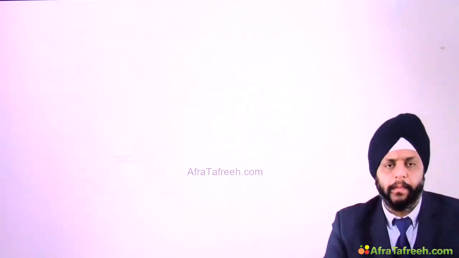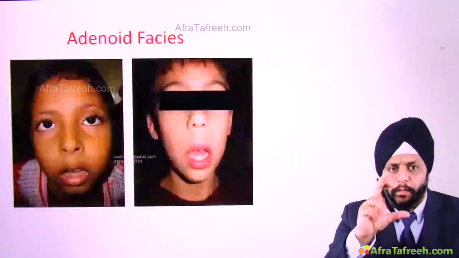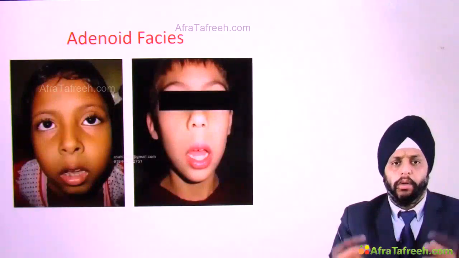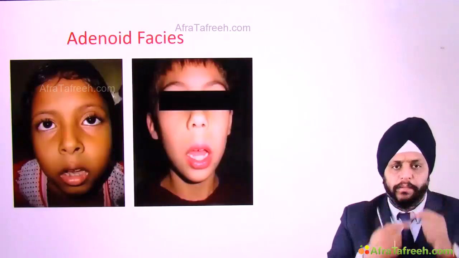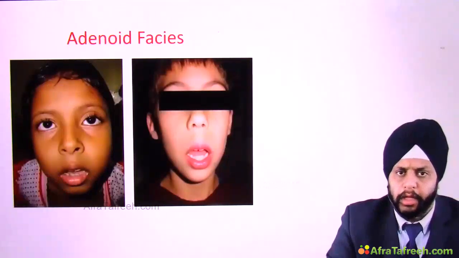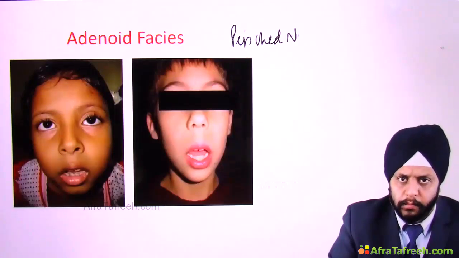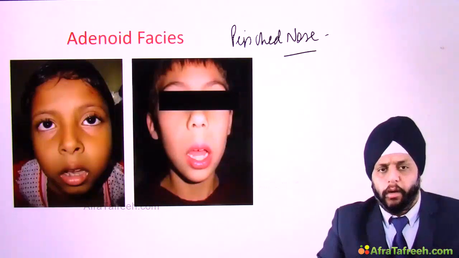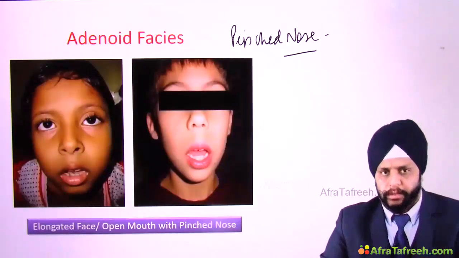What else can we see? We know that this child's mouth is always open; he is breathing through the mouth. Now the nose appears pinched because he is not using the nose. There is no airflow through the nasal cavity, so the patient will have a pinched nose. And the face of the child becomes an elongated face. Together this is known as adenoid facies.